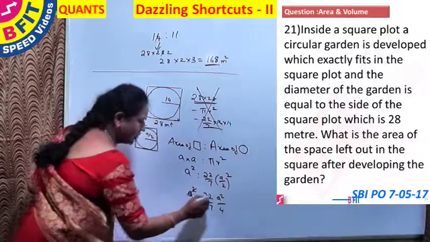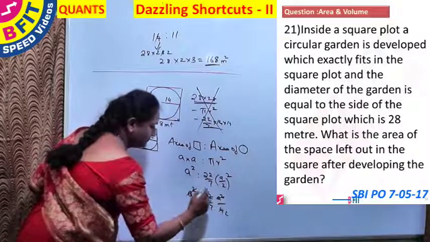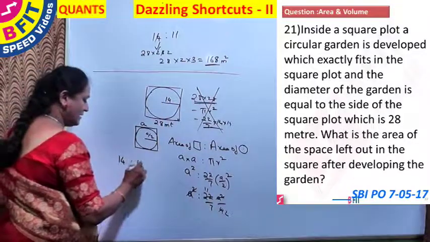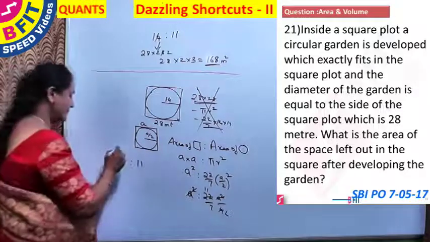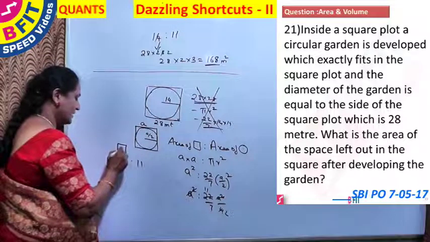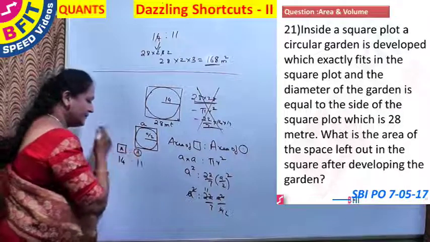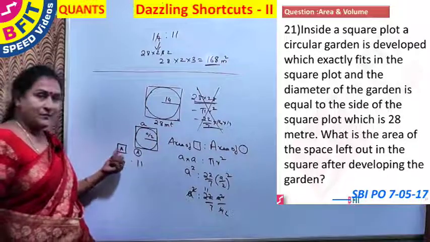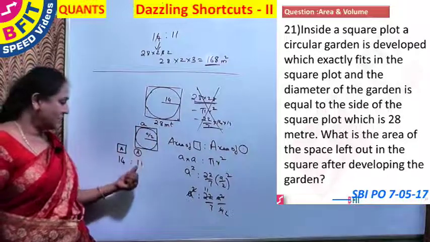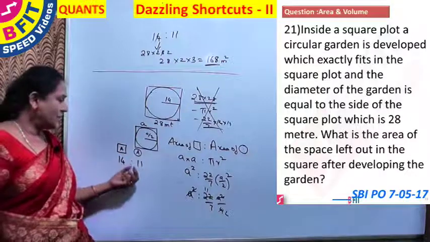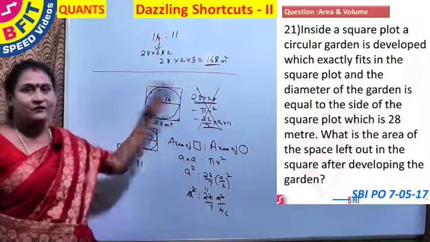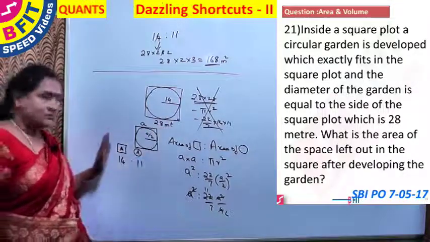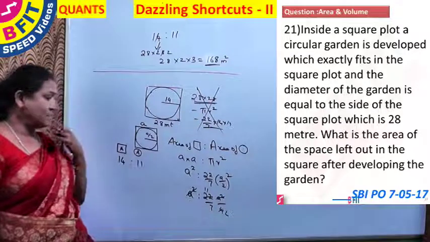So cancelling the common factors, 7 into 2, 14 is the square area and 11 is the circle area. So this is the area of a square, this is the area of a circle. So whenever a circle is inside the square, the ratio of the square will be 14 parts and the ratio of the circle is 11 parts. So this 14 and 11 is irrespective of whatever the values are. It may be 28 or 100 or 19. Square area will be 14 parts and circle area will be 11 parts.